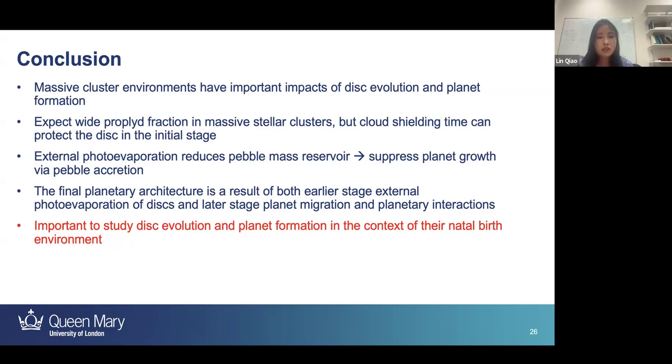So external photoevaporation acts to reduce the pebble mass reservoir in the disk, therefore it suppresses planet growth via pebble accretion. But we also show that for a multi-planet system, the final planetary architecture is a result of both earlier stage external photoevaporation of disks and later stage planet migration and planetary interactions. But overall, I wish I've demonstrated that it is important to study disk evolution and planet formation in the context of their natal birth environment, rather than only considering them as isolated system.